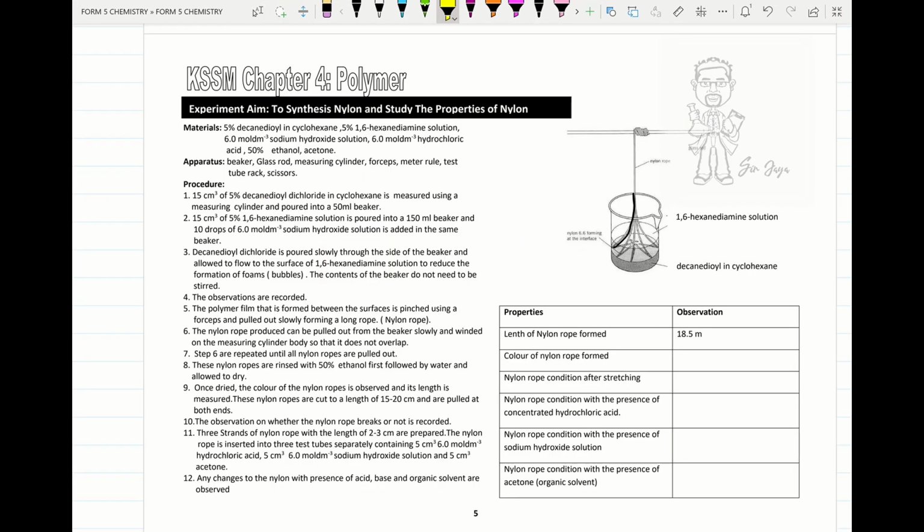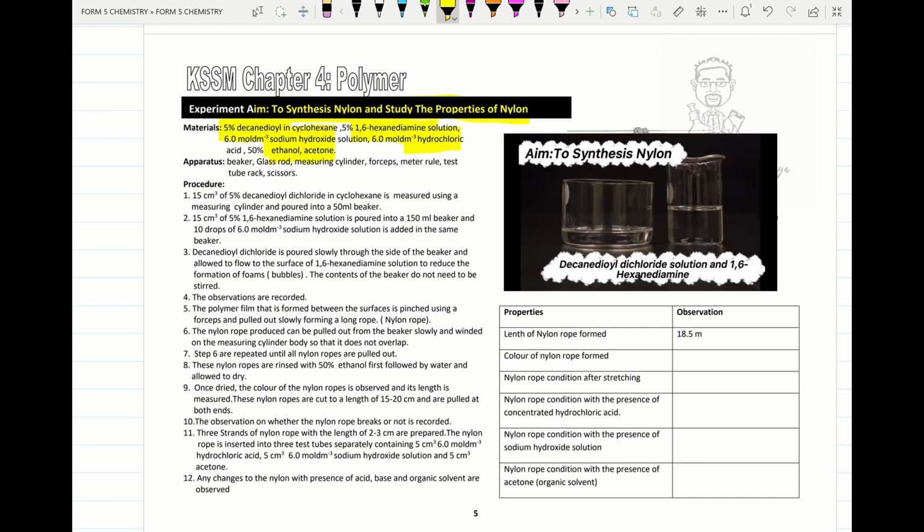We move on to the experiment to synthesise nylon and to study the properties of nylon. In this experiment, we need 5% of decanedioyl dichloride solution and 1,6 hexanediamine solution, as well as the sodium hydroxide, hydrochloric acid, and also ethanol to wash the product formed, and also acetone organic solvent to study the properties of nylon.